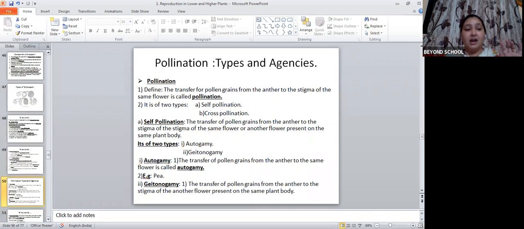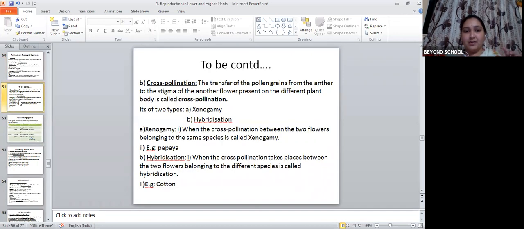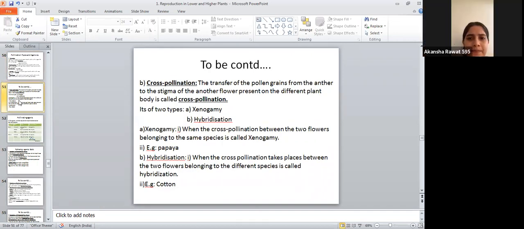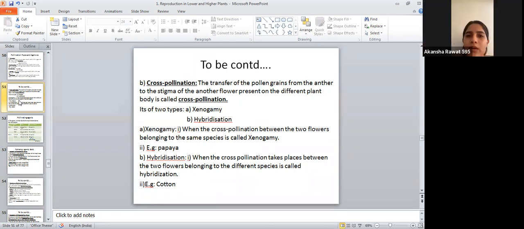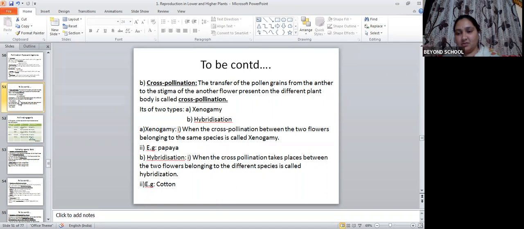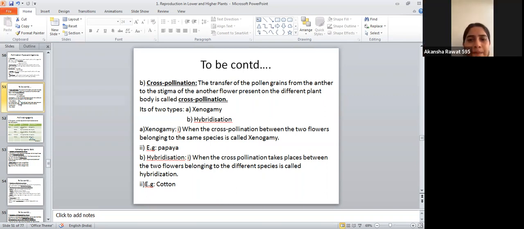I'll be giving you homework related to the same topic in the group. You will be sending me the homework by tomorrow evening. And Akansha, after finishing the chapter, there will be a test. I won't take a test of a single topic. I'll take a test of the whole chapter together. Till that time you start preparing, because soon we will finish this chapter. Only a few slides are remaining.